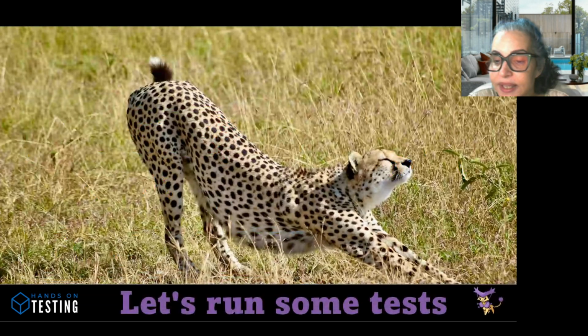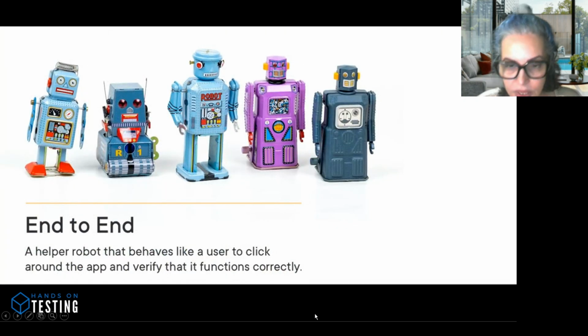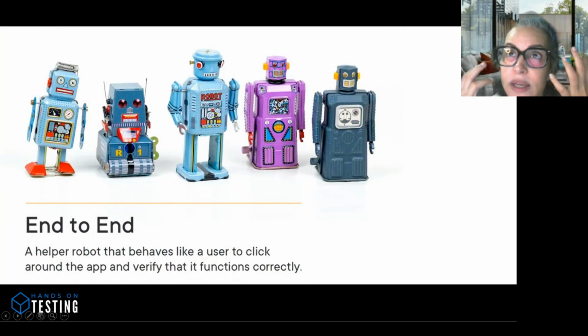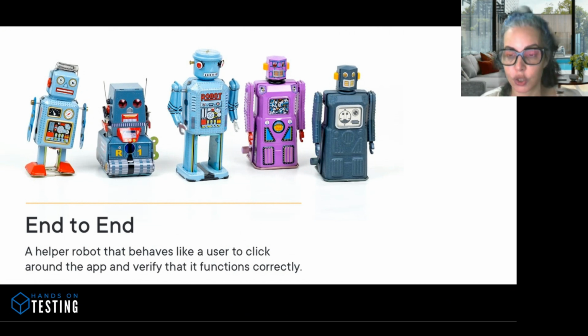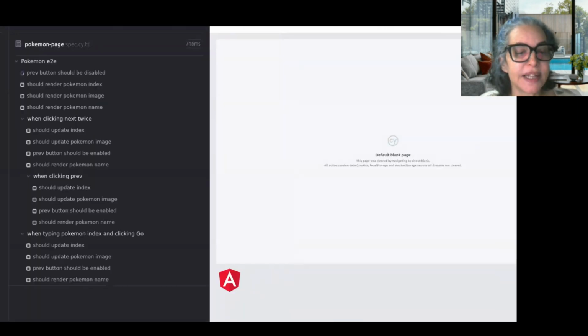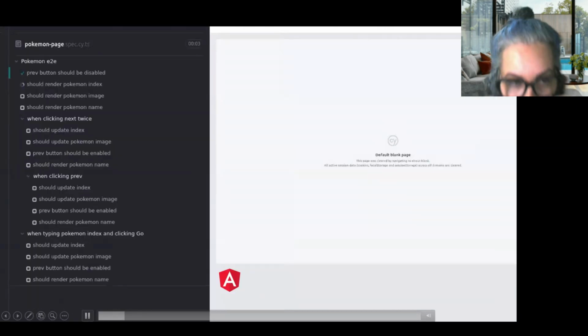Let's run some tests. We will start with end-to-end tests. End-to-end tests are like a helper robot that behaves like a user or a manual QA tester to click around the application and verify that it functions correctly. Let's start with some end-to-end tests on the Angular implementation.